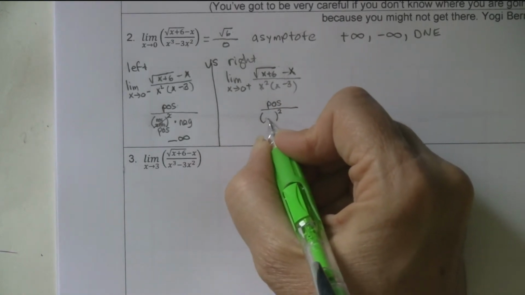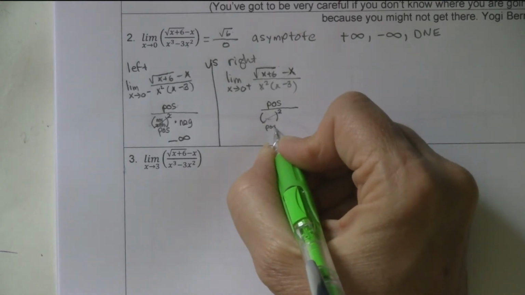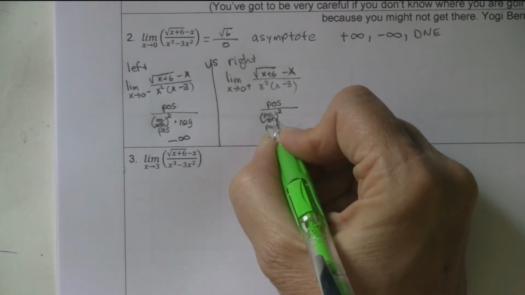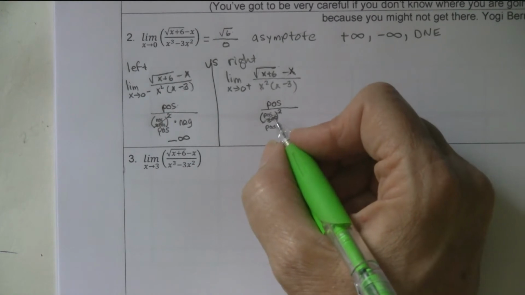No matter what I put in here, it's going to be, do you guys agree? It's going to be positive. Well, that was my part, was positive 0, right? But still, it's positive, right? That's the part that's making it infinity, is dividing by 0.